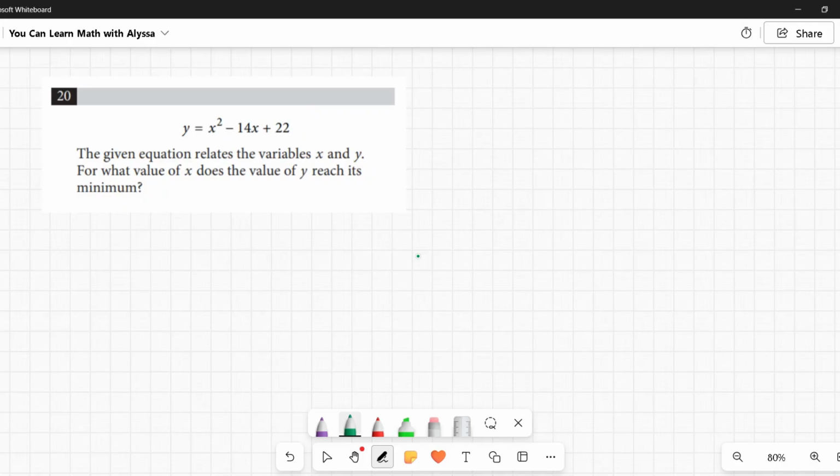Number 20. Y equals x squared minus 14x plus 22. The given equation relates the variables x and y. For what value of x does the value of y reach its minimum? Can you do this by graphing?